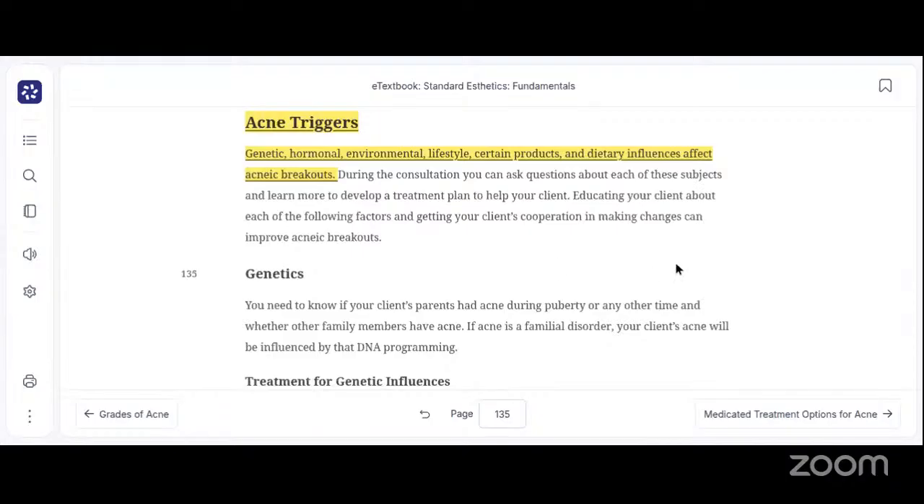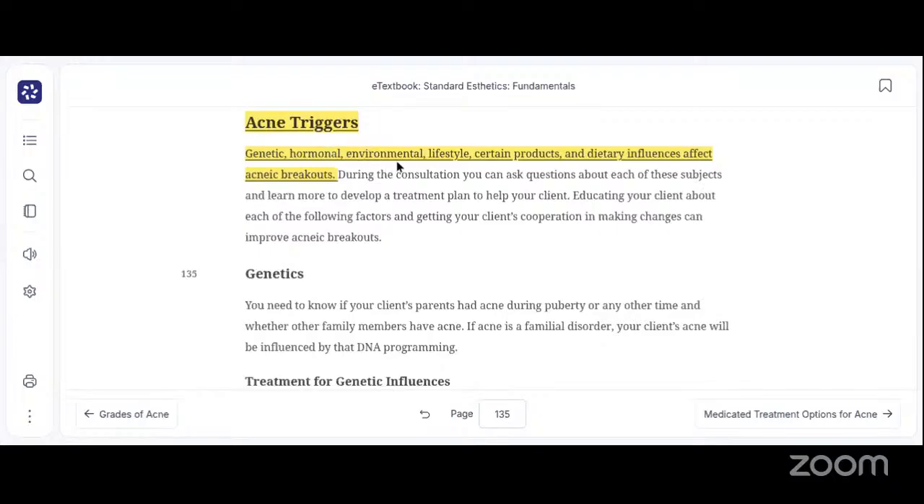So you may have to learn about nutrition. And when your client asks where this acne is coming from, you can say it may be genetic, so I'm going to ask about mom and dad and grandmama. It may be hormonal, so I'm going to ask about birth control pills, injections, shots. I'm going to ask about endocrine, reproduction, pregnancy, postpartum.